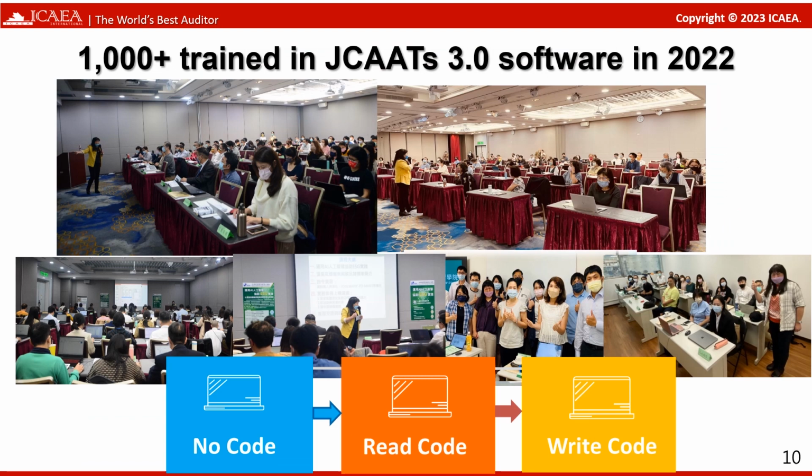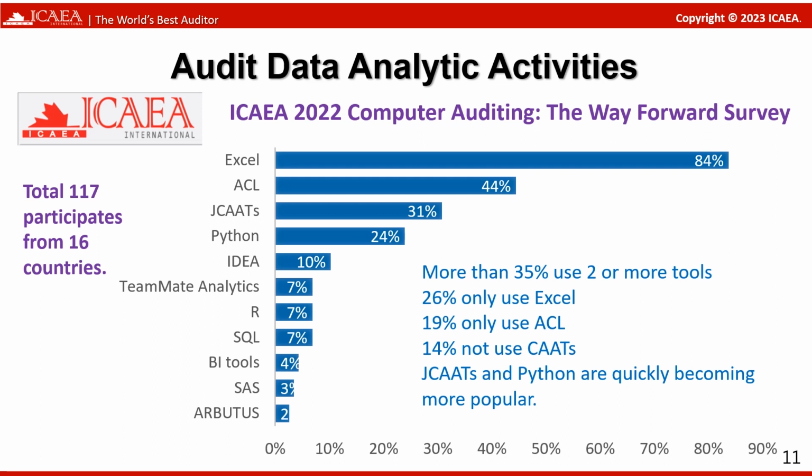Once auditors have identified the audit issues, they can save their process logs as audit scripts. These audit scripts are Python codes. This approach is often called no-code. In the ICAEA 2022 Computer Auditing, the Way Forward survey reports, more than 35% use 2 or more tools. JCAATs and Python are quickly becoming more popular. You can download the report from the white paper of the ICAEA website.